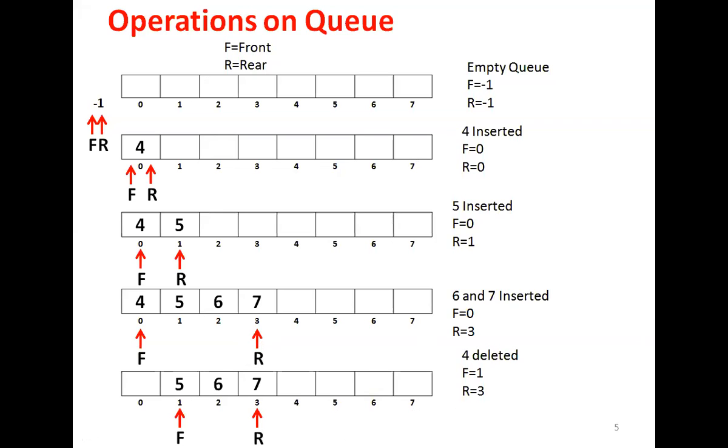Can you tell what's the condition for queue is empty? Front and rear both are -1. If front and rear both are -1, then we can say that queue is empty. This is the condition for empty, the underflow condition. And when the queue is empty, you cannot delete a data item from the queue.